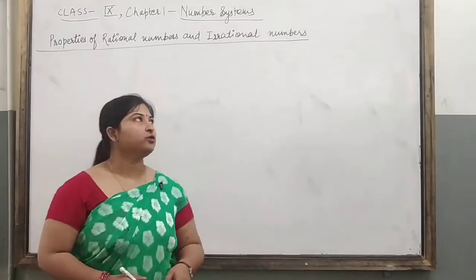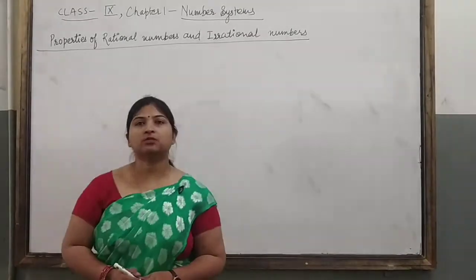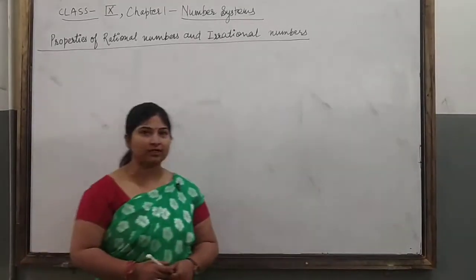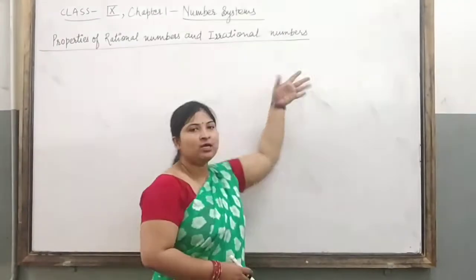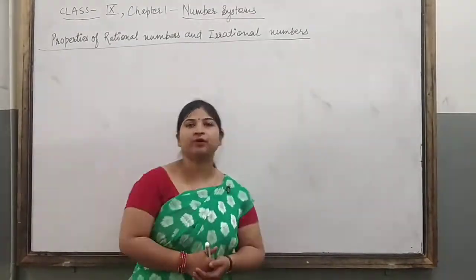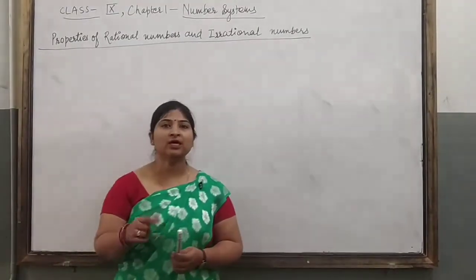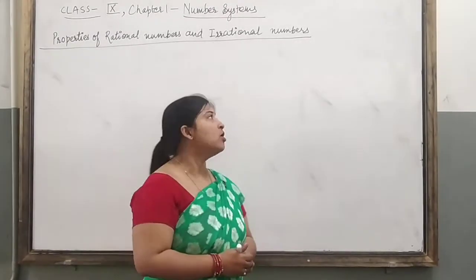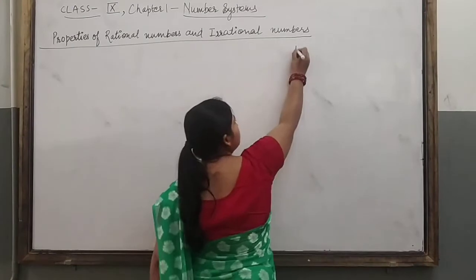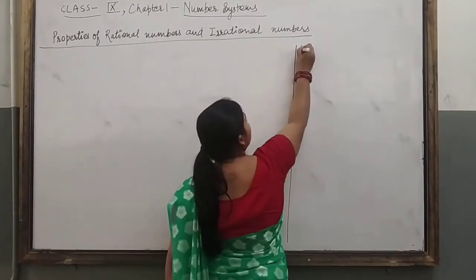Hello everyone. Today we are starting the properties of rational numbers and irrational numbers together. First of all, I think you know the definition of rational and irrational numbers. A rational number is any number which can be written in the form p by q, and an irrational number cannot be written in the form p by q. And in roots, I also told you how to find whether it is rational or irrational.